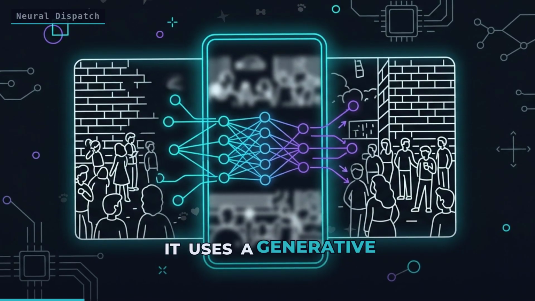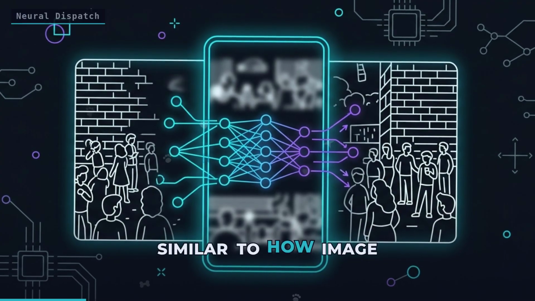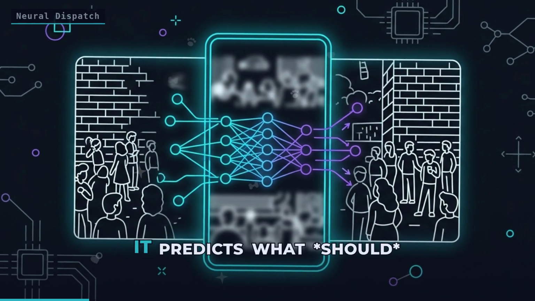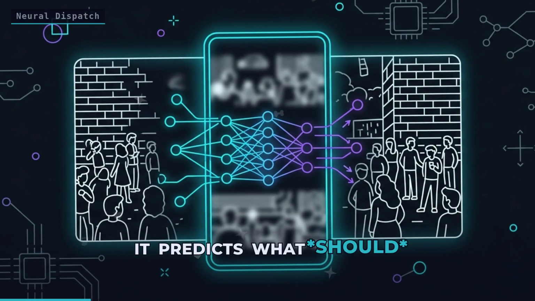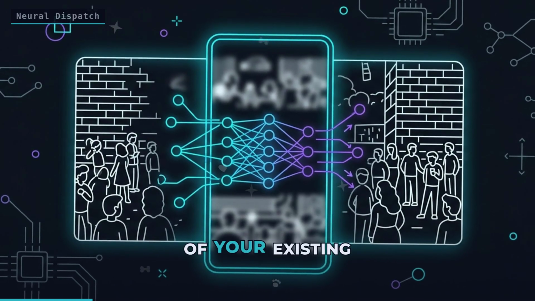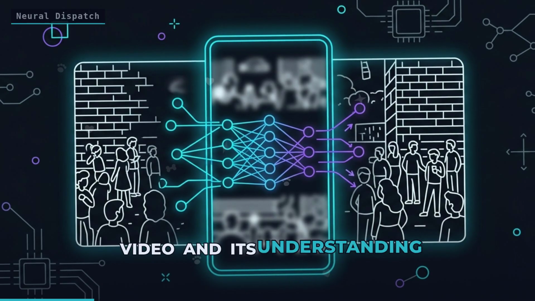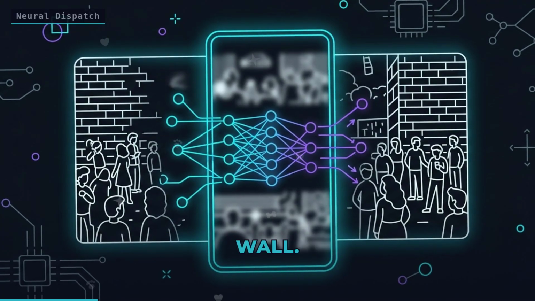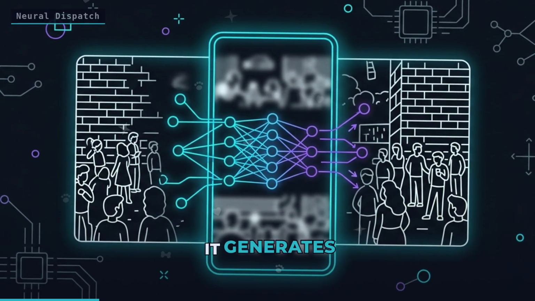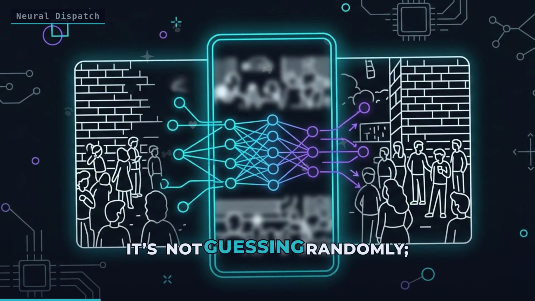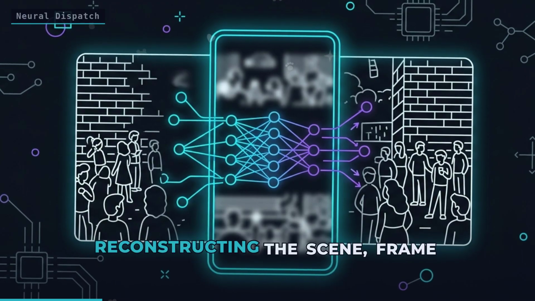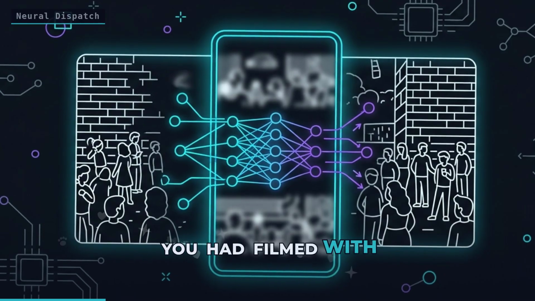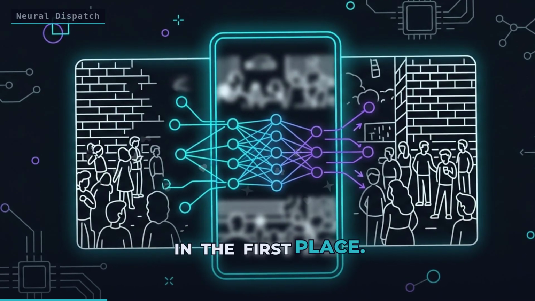It uses a generative AI model, similar to how image generation works, to fill in the missing parts of the scene. It predicts what should be there based on the edges of your existing video and its understanding of the world. If there's a wall, it extends the wall. If there's a crowd, it generates more crowd. It's not guessing randomly. It's reconstructing the scene, frame by frame, as if you had filmed with a much wider lens in the first place.